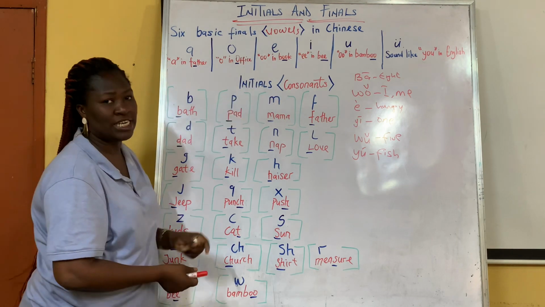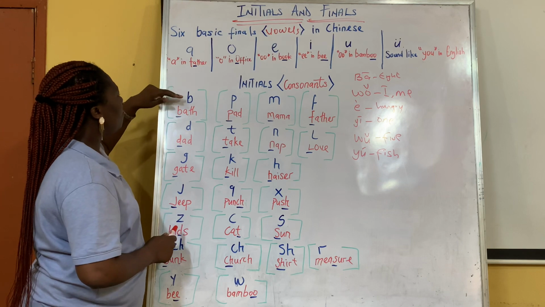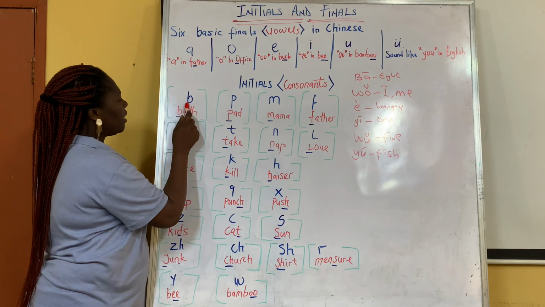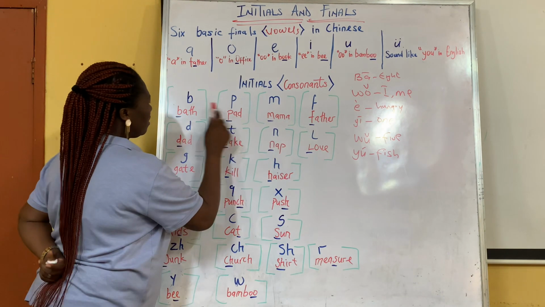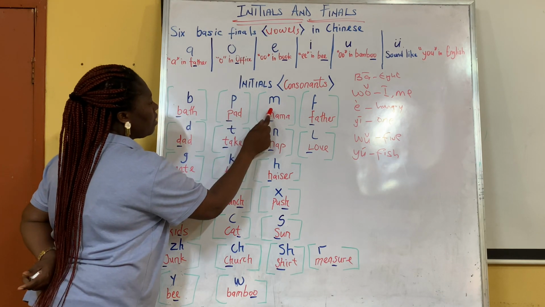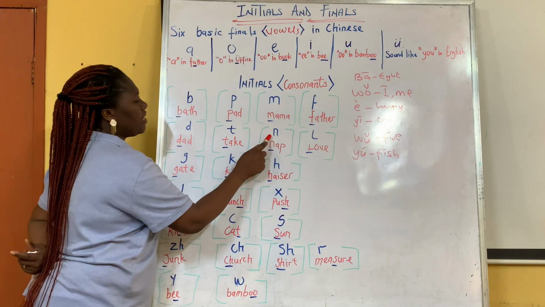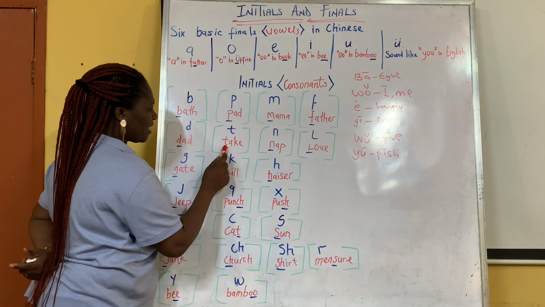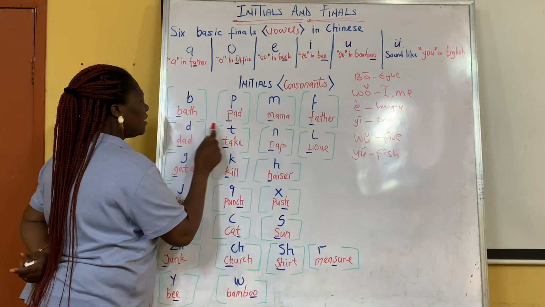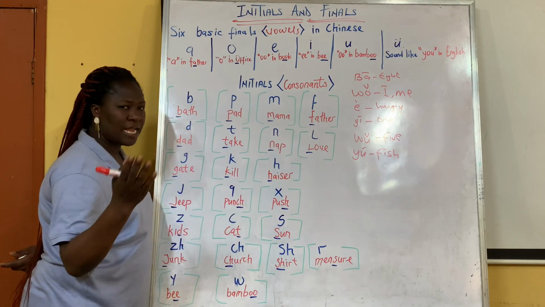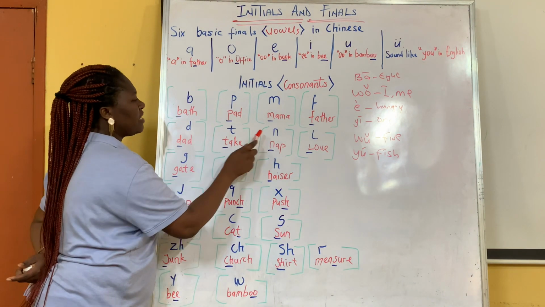Initials, which also means consonants in Chinese language. Initials or consonants. Okay, so what are the initials? First one is bo, just like in English word bat. Then po, mo, fo. How do they sound? Bo, po, mo, fo. Then do, to, no, lo, like T in take, and L in love. Can you try it? Bo, po, mo, fo. Very good. Do, to, no, lo.